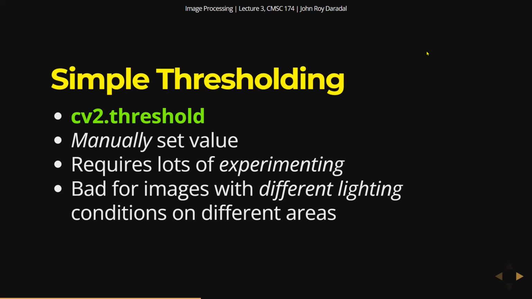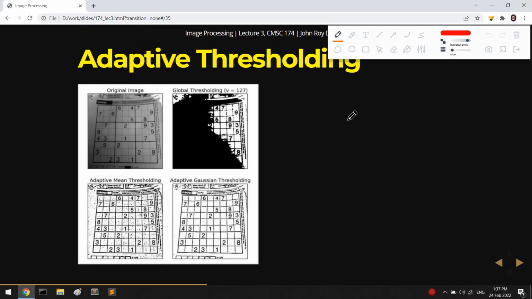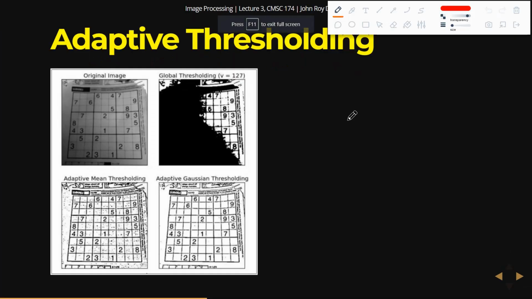However, the disadvantage is it's bad for images with different lighting conditions in different areas. What do I mean by this? Let's say this is your image here, the image of the Sudoku, but different areas have different lighting conditions. For example, this part right here is kind of dark because of the shadow, whereas this part right here is lighter, so it has better lighting. If you apply a global threshold there with 127, the same threshold everywhere, obviously it will have bad results because the different regions of the image have different lighting conditions.